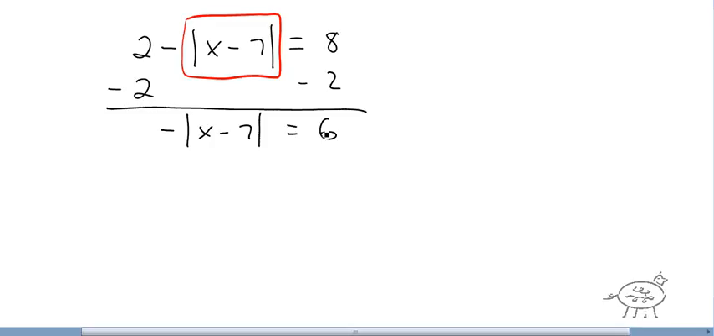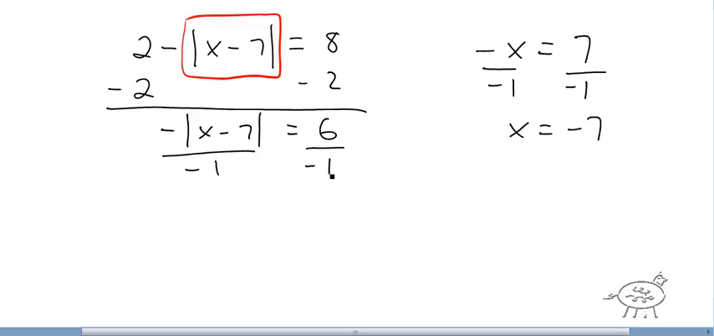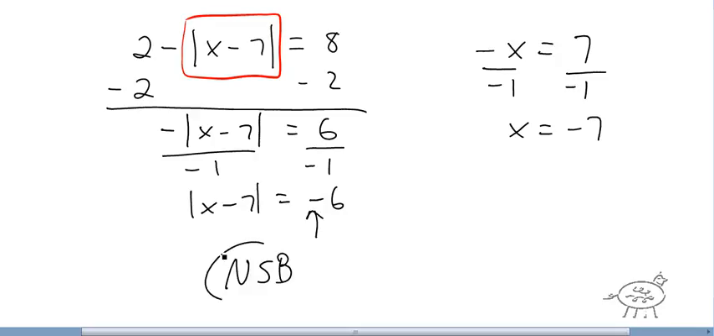Okay, you are not done yet. We still have the negative, so it's like having this negative x equals 7. What do you do to both sides? You divide both sides by negative 1. So same thing. I'm going to divide both sides by negative 1. Absolute value of x minus 7 equals negative 6. And at this point now, the absolute value is isolated. It equals a negative value. So the answer to this problem is NSB. No solution, baby. Okay? Anyway, so that is absolute value equations.